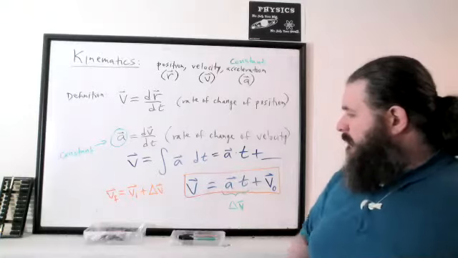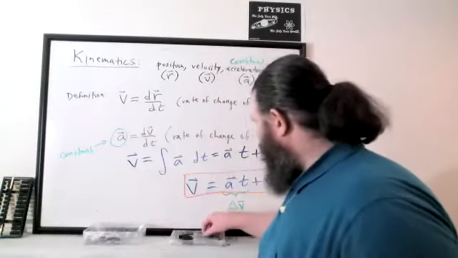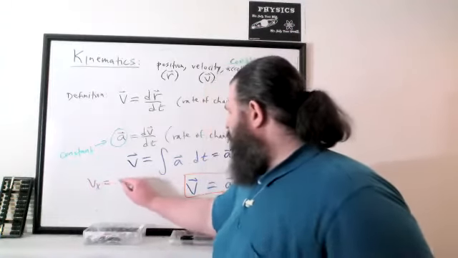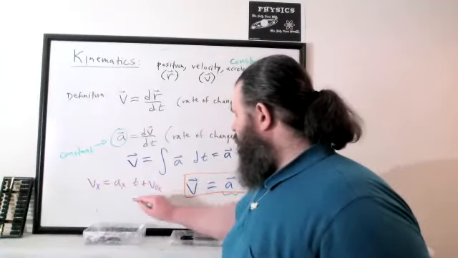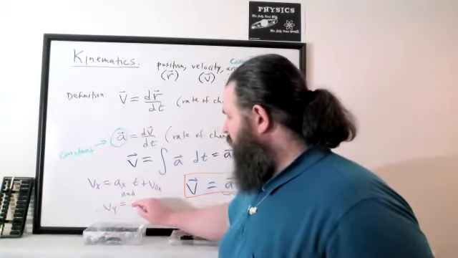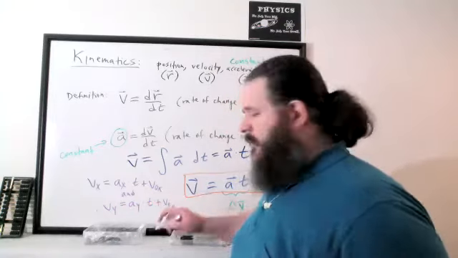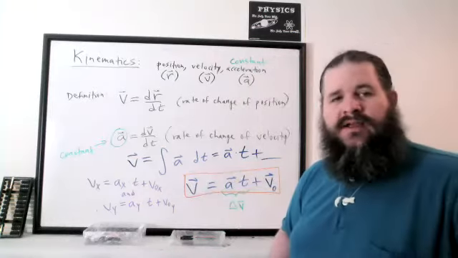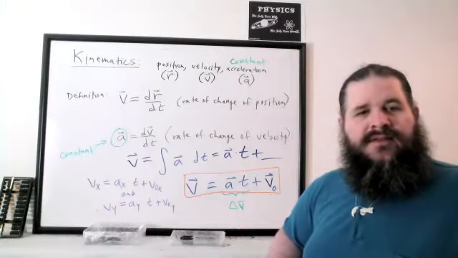And this can be split up into components also. You can say that this works for the x component, so you could say the final x component equals the x component of acceleration times time plus the initial x component. And separately, you can say that the final y component of velocity is the y component of acceleration times time plus the y component of the initial velocity. So these are both valid. If you look at just one component at a time, the equation is still true. Any questions on that so far?